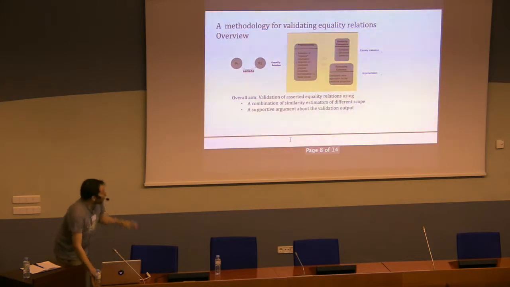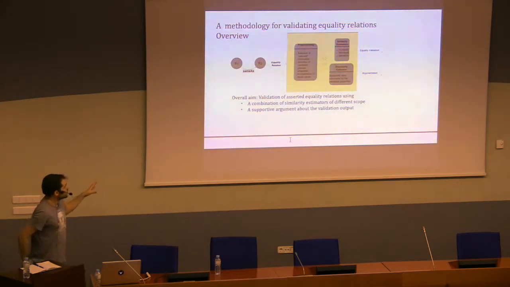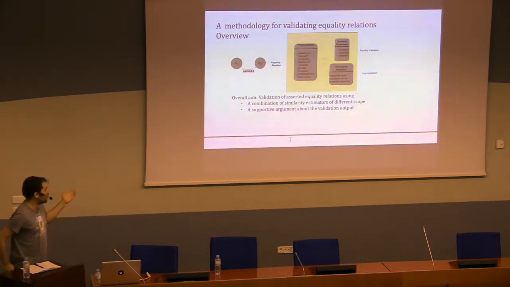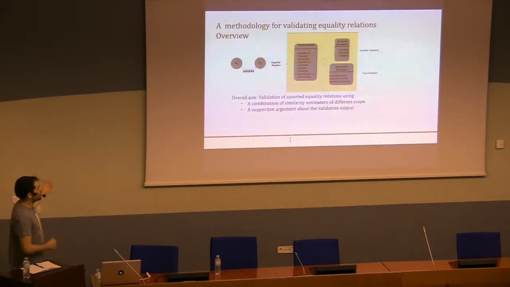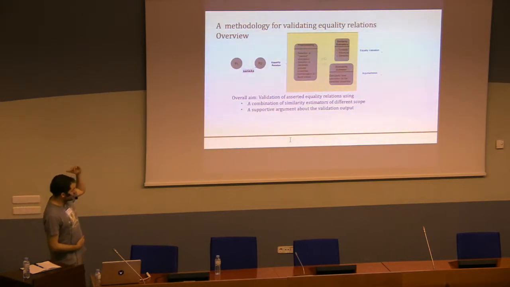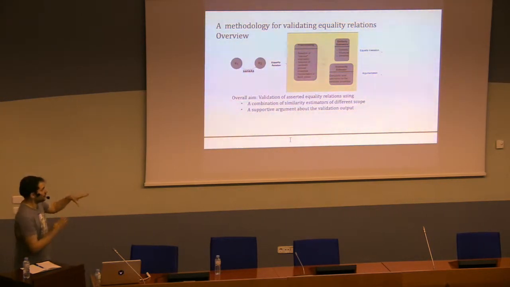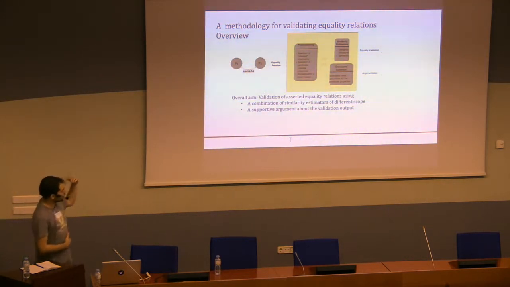So this is the overall architecture of the system. Our overall aim, as we said before, is validation of asserted equality relations using a combination of similarity estimators aimed at different scope, and by providing a supportive argument about the validation output through the granularity estimator component.